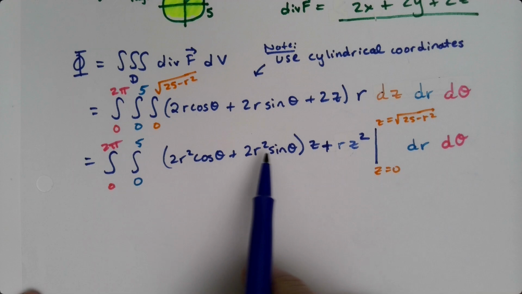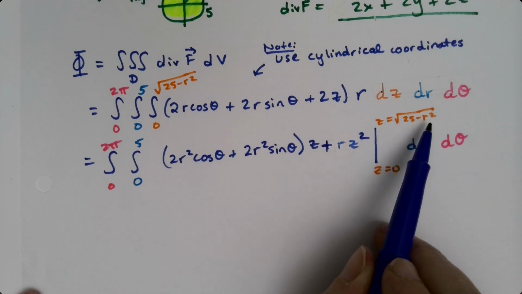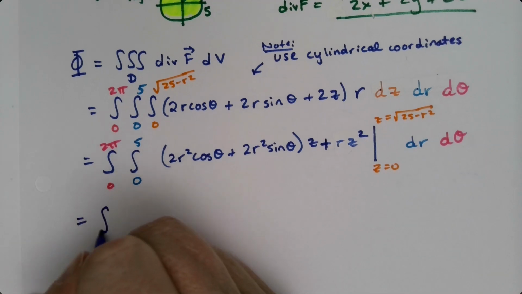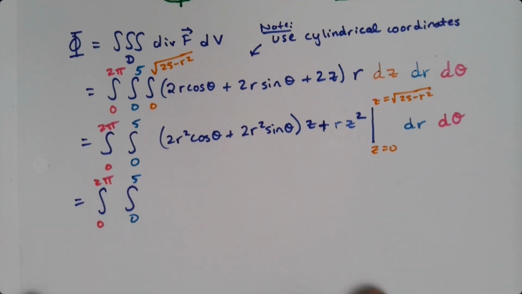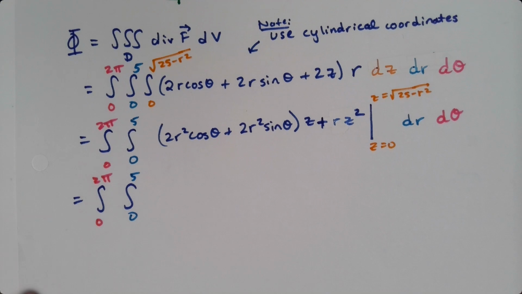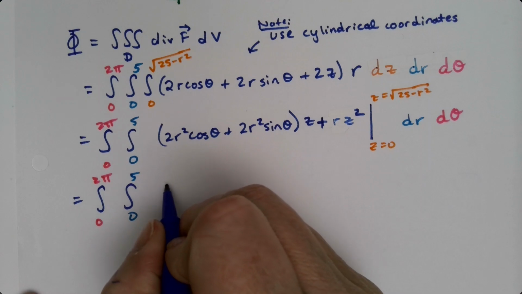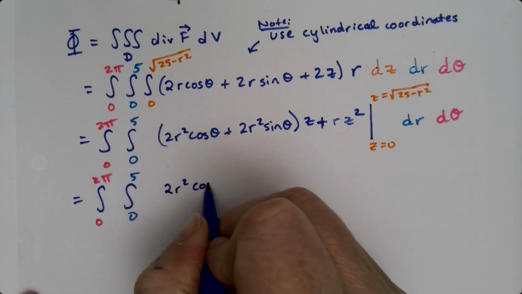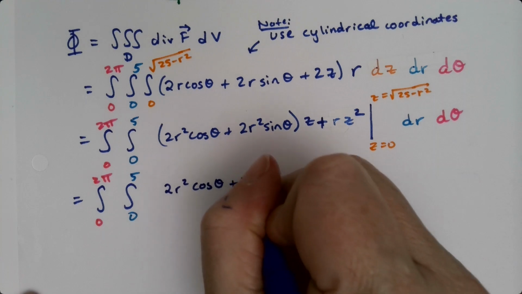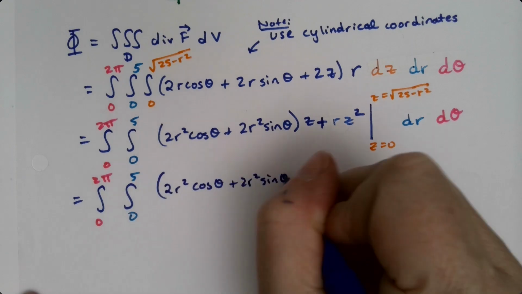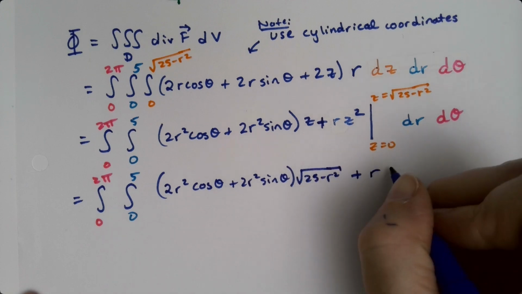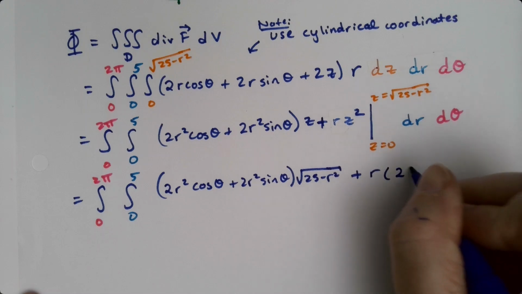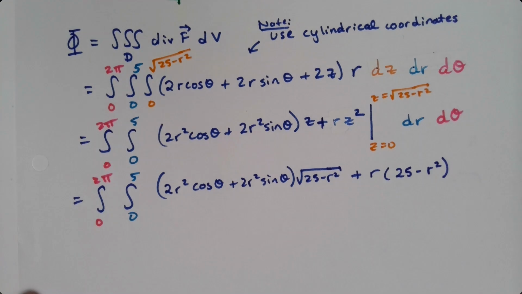All right, so everywhere there's a z is now going to become a 25, square root of 25 minus r squared. Okay, so this is the double integral from 0 to 2 pi still, and 0 to 5 still. And then it's going to be 2r squared cosine theta plus 2r squared sine theta, all times the square root of 25 minus r squared, plus r times, well, when you take a square root and you square it, it just becomes the thing, dr d theta.